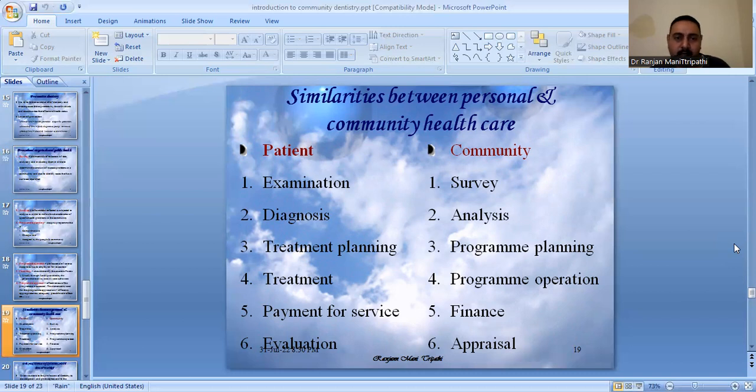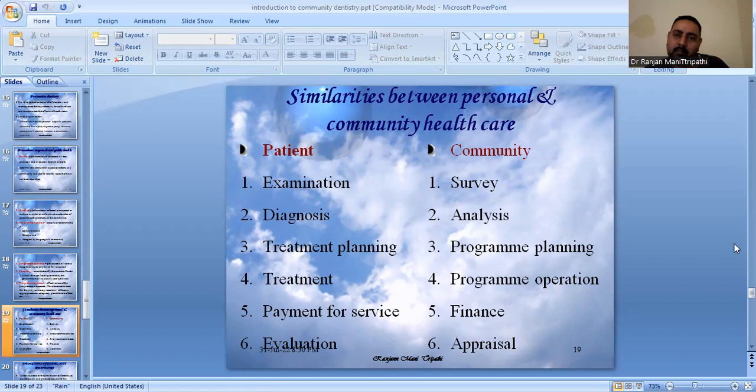In personal healthcare, there is a treatment planning of an individual patient, and at level of community, there is a long program planning. Here again, in personal healthcare, treatment is being done of the patient after treatment planning, whereas in community there is a large program being operated.